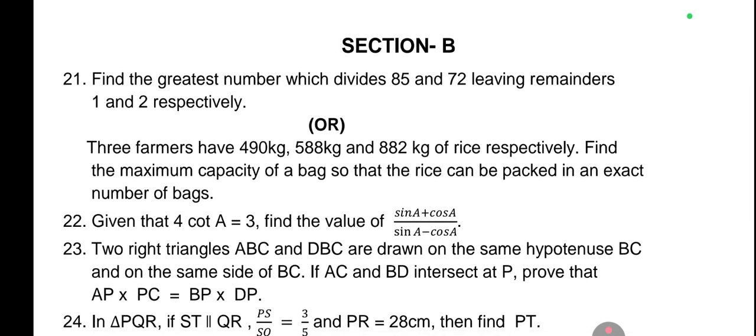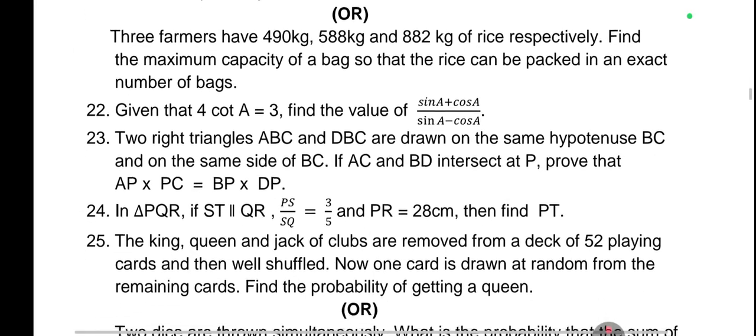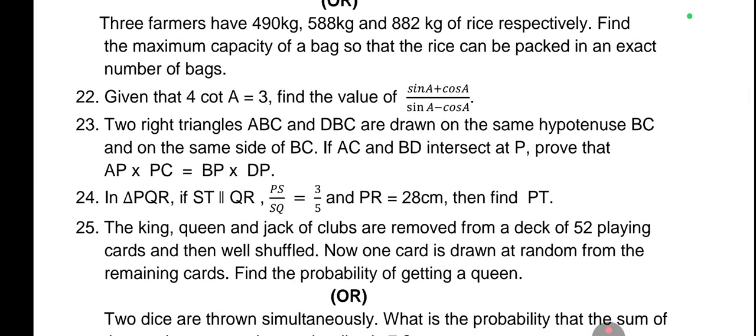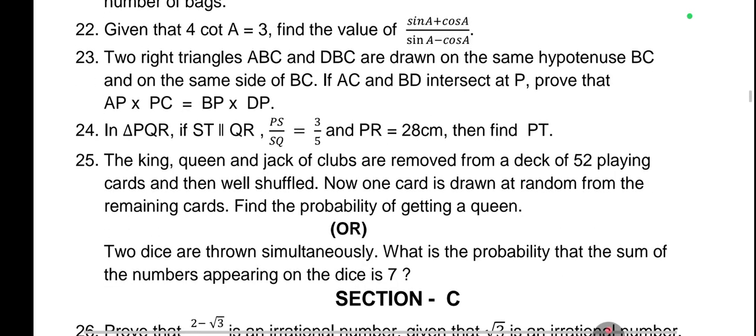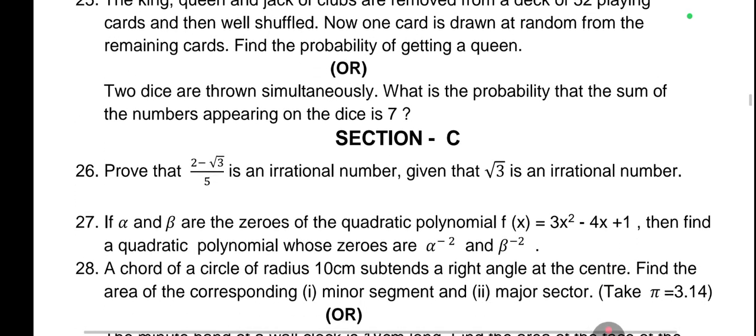Section B, part 21st, as usual only, they talked about what? Word problem from chapter 1, real numbers. 22nd, trigonometry. 23rd, triangles. 24th, also again triangles. 25th, they're talking about cards. Again, nice question only. The king, queen, and jack of clubs are removed. Removed cards question. Next, they're talking about dice.